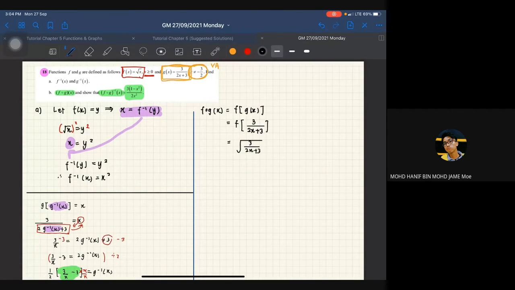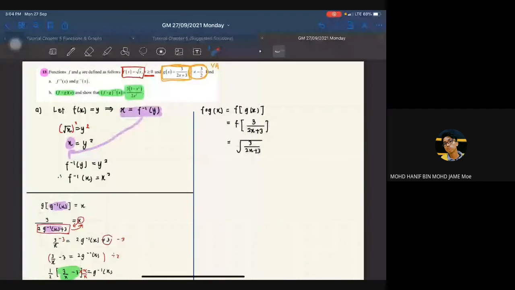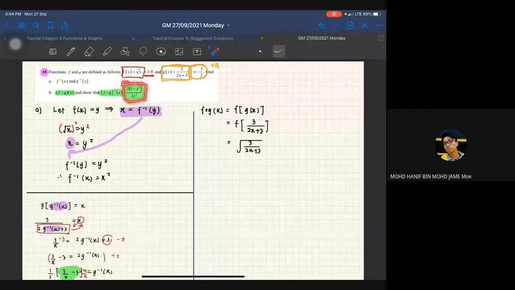Alright, so next is we need to show that the inverse of this composite function is equal to this one. Okay, so kita kena show. Okay, so maksud show ni dekat sini, awak kena cari lah. You need to find what is the inverse for this composite function. Okay, and then awak mesti dapat this one. Kalau tak dapat, maksudnya adalah tu salah dekat mana-mana. Okay, so dia mesti equal to this one. Alright, so let's try this question.